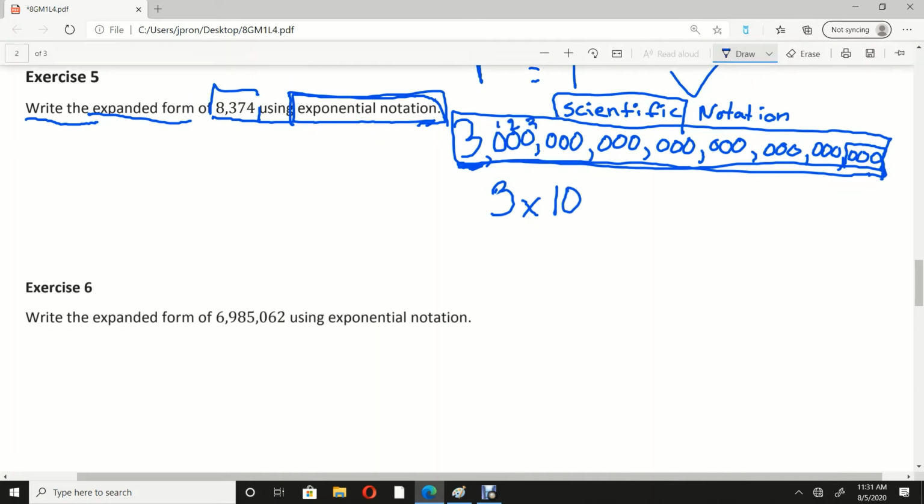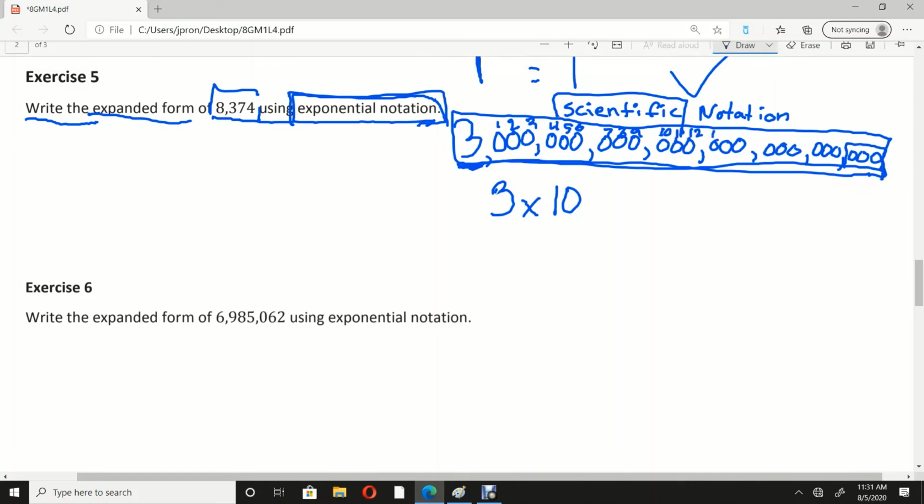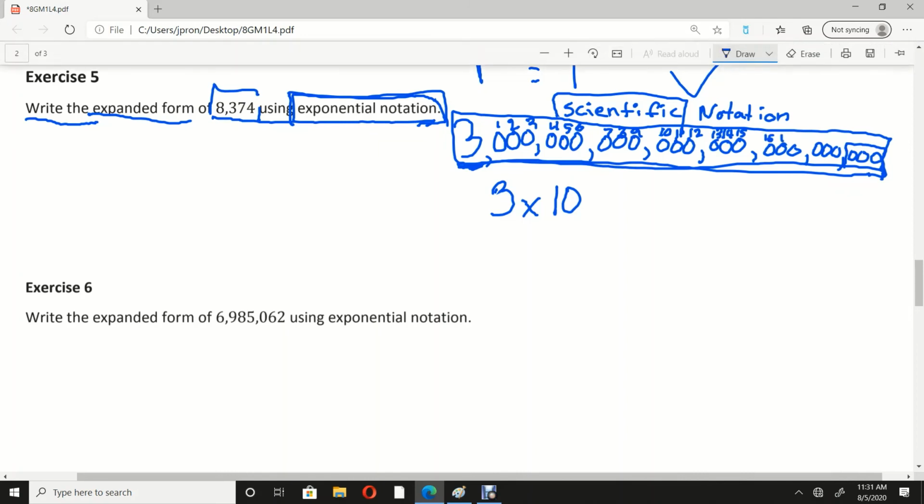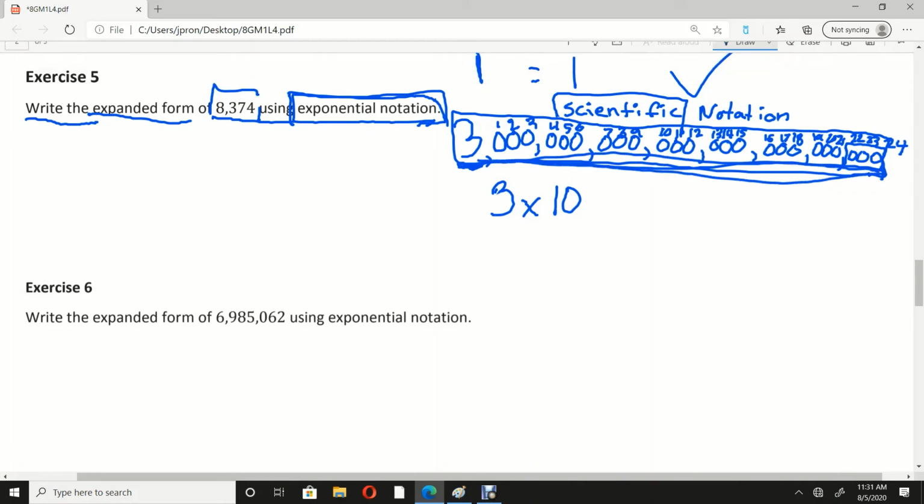1, 2, 3, 4, 5, 6. Golly, how many numbers are there here? 9. How many zeros are there? 10, 11, 12. 13, 14. I shouldn't have done this. 16, 17, 18, 19. 21. Oh, I should have paused to do this. 23, 24. So there are 24 zeros behind here. So that means we're going to raise this to 10 to the 24th power.